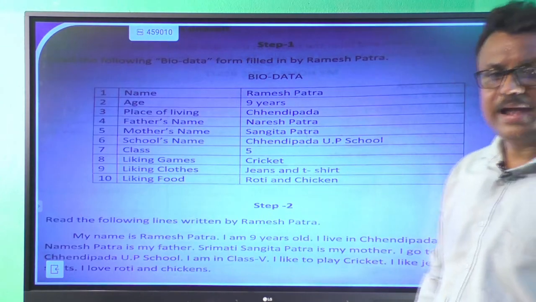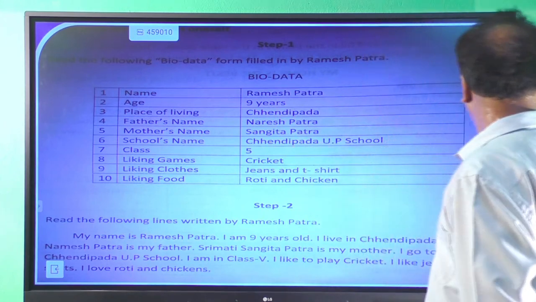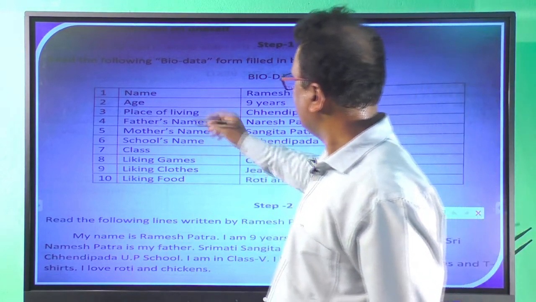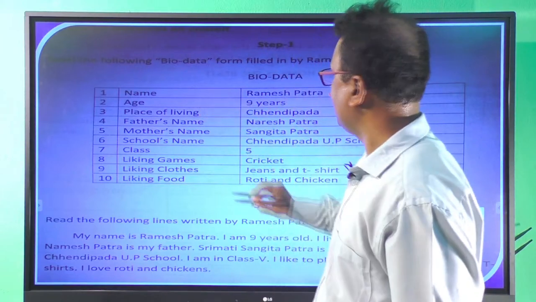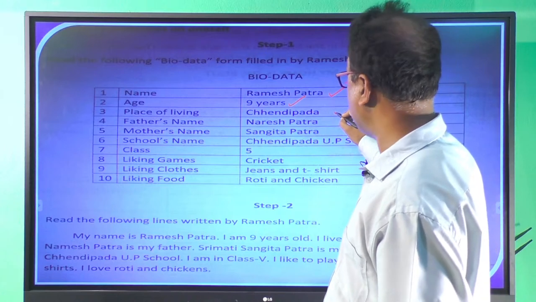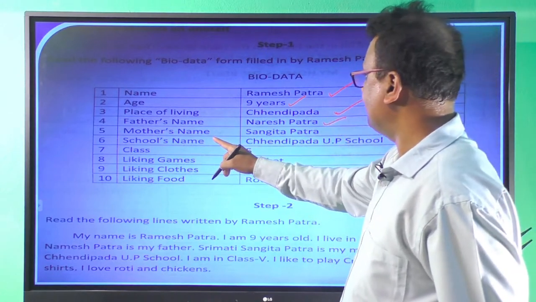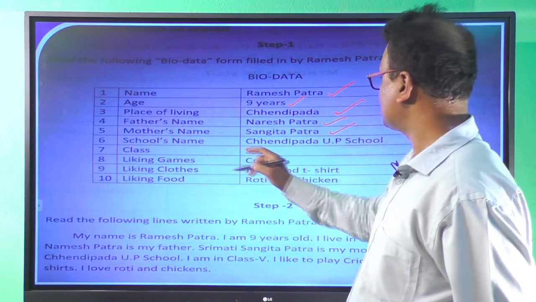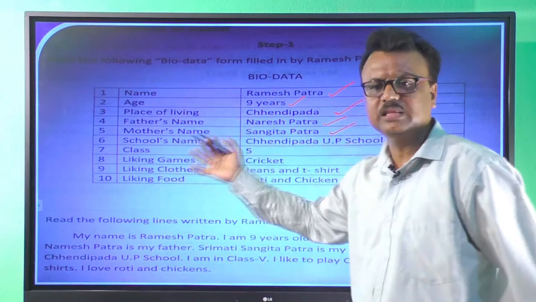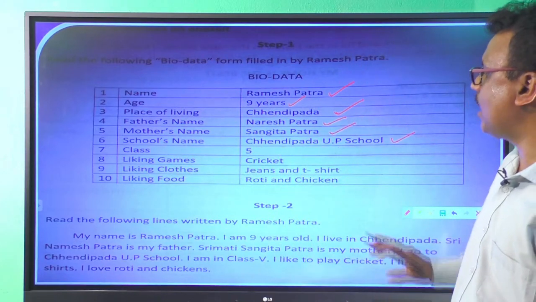Now, for your writing part, see, in a box form, a biodata is written. It is also a known activity of yours. Name, Ramesh Patra. Age, 9 years. Place of living, Chandipada. Father's name, Naresh Patra. Mother's name, Sangeeta Patra. School's name, Chandipada UP School. So in this way, some data are given in this column form. Then we have to reproduce them in our paragraph.